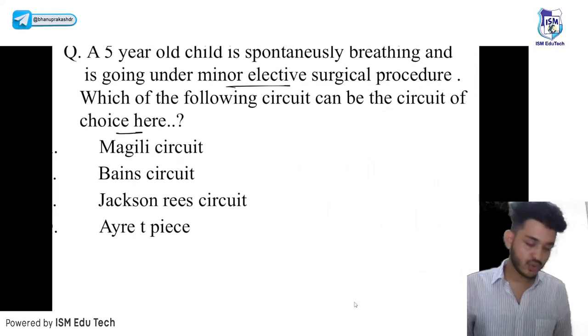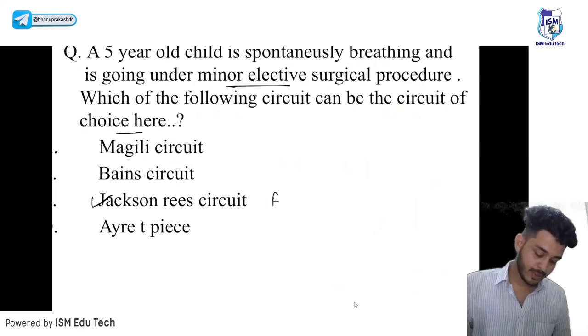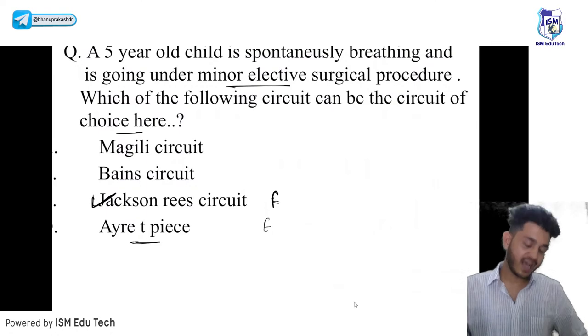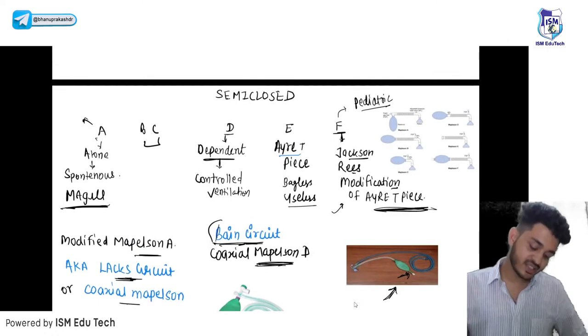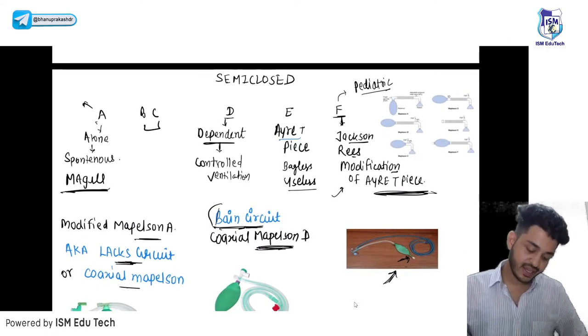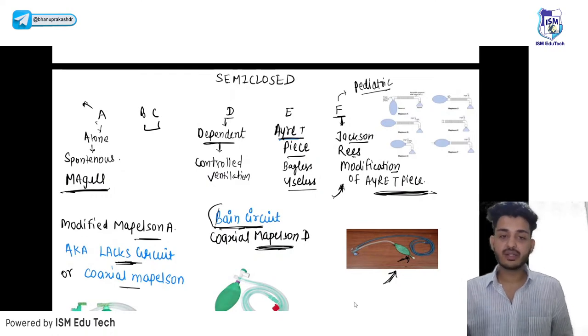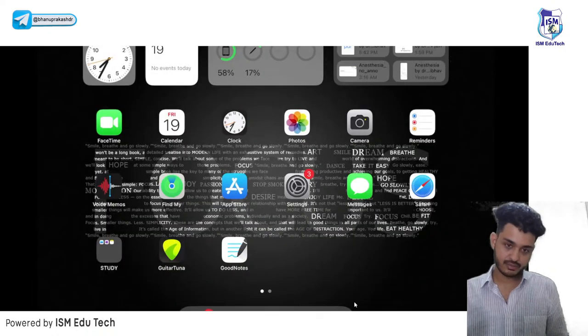Look here, guys, I have told you that it will be the Jackson Rees circuit. This is your Mapleson A, this is your Mapleson E, right? So the answer will be Mapleson F. The Ayre's T piece modification is the Jackson Rees circuit. This is your E, it will be modified to the Jackson Rees circuit. So for pediatrics, the circuit of choice will be the Jackson Rees circuit.